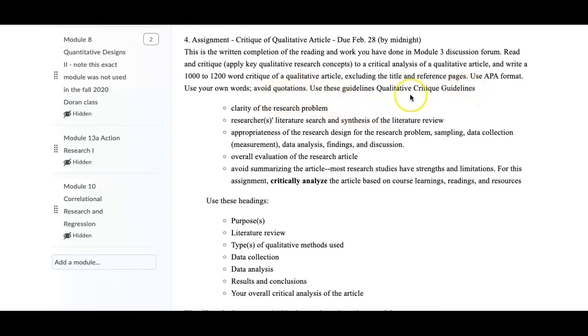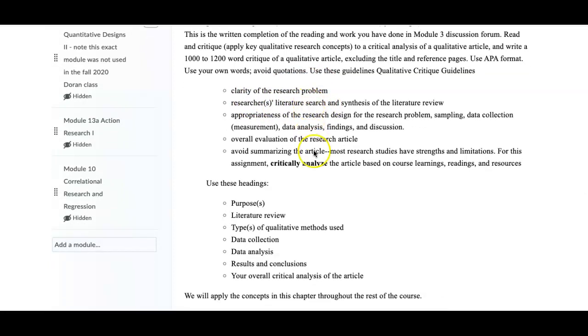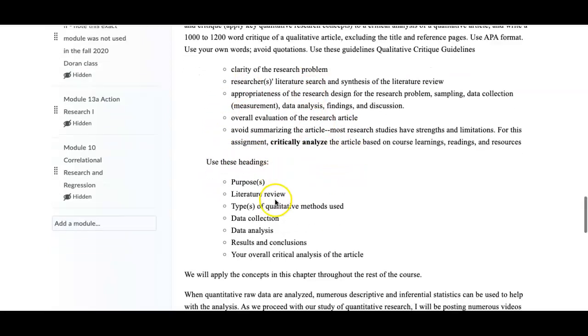So these are the guidelines: clarity of the research problem, research literature, all of these, and I'd like you to use these headings: purpose, literature review, types of qualitative methods used, data collection, analysis, results, and your overall critique analysis of the article.